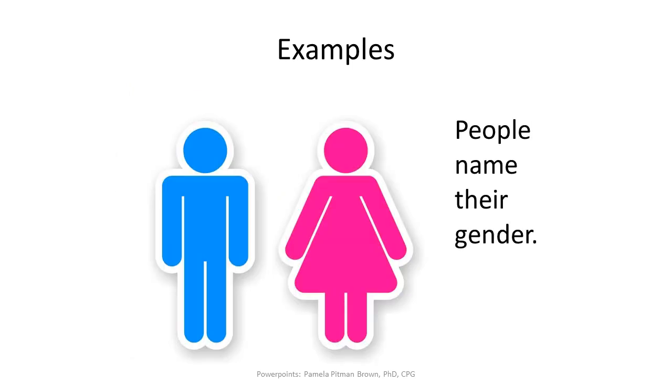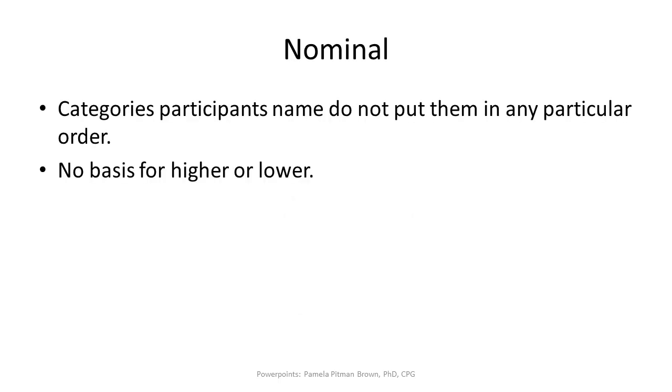We also could use the concept of male and female, naming our gender, as a nominal or categorical level of measurement. Again, remember with nominal, these are categories that participants name, and there is no particular order. So the categories are not in order. There's no basis for higher or lower. It is simply a name.